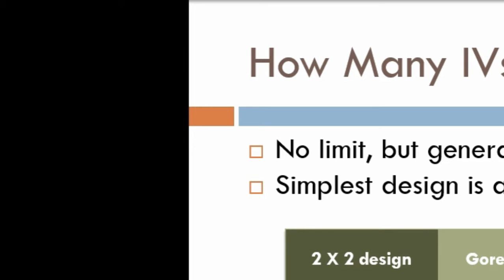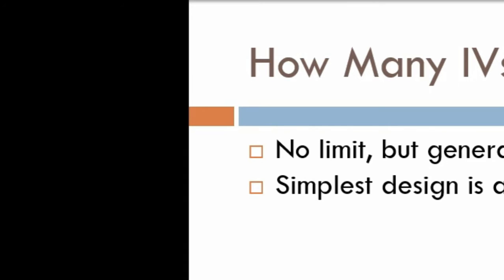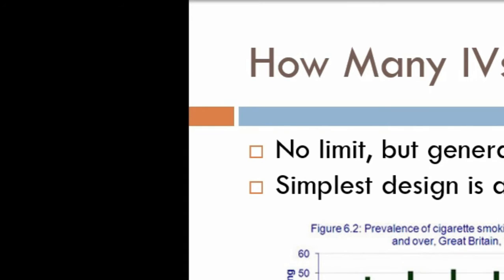Here's a 2 by 2 design. So we have Gore and Bush. We could call this the independent variable, who did you vote for? And then we have this independent variable, which I guess we could call voter registration, Democrat or Republican, right? So we've got voter registration by who did you vote for? And then we have our 2 levels of each on each variable. So this is a classic 2 by 2 design.